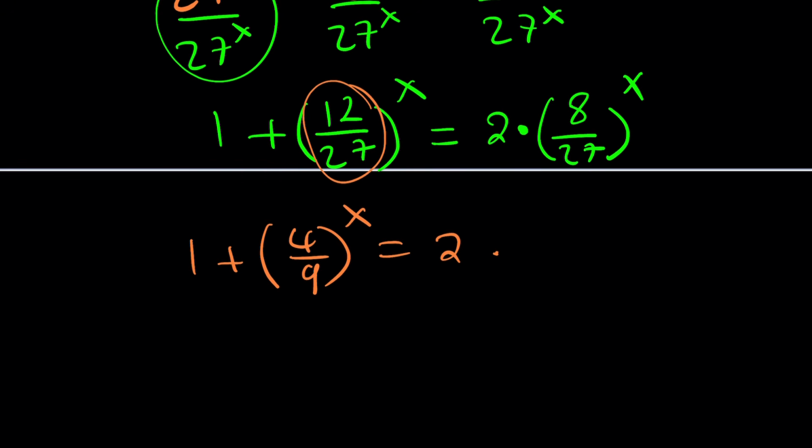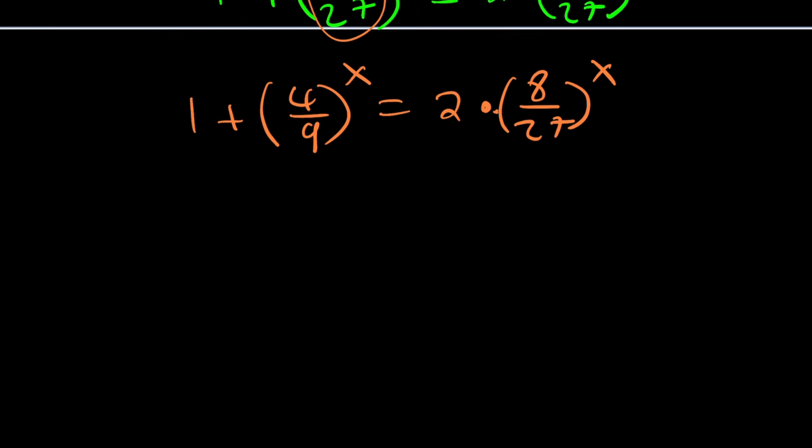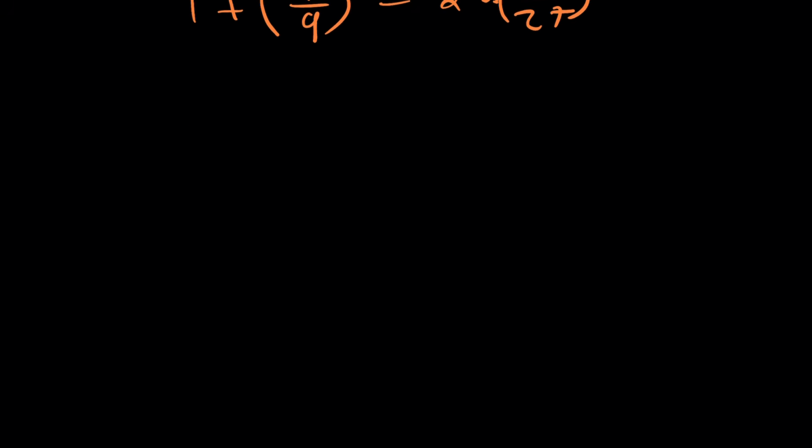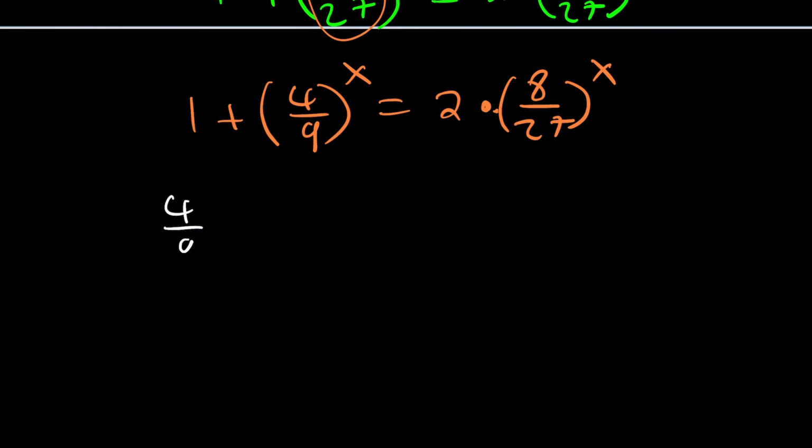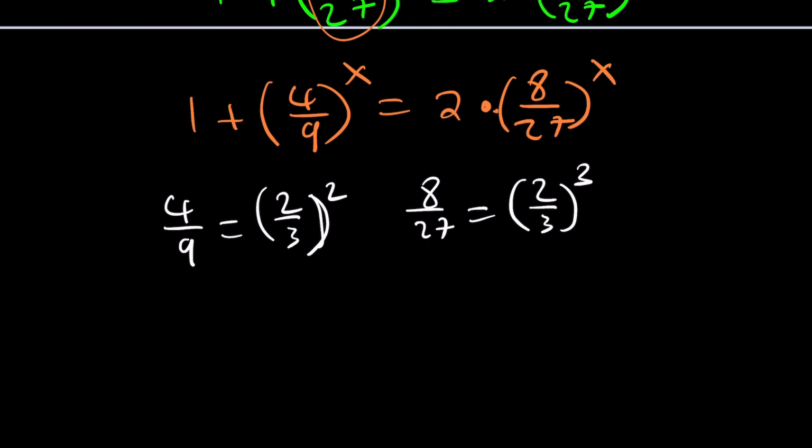And actually, I shouldn't say it like cube or square of another. In other words, here's what I'm trying to do. I want these bases to be powers of the same thing. And I think that's what I was trying to say. So, in other words, 4 over 9 equals 2/3 squared. And 8 over 27 is 2/3 cubed. So they're powers of the same number. That's a rational number. That's fine.